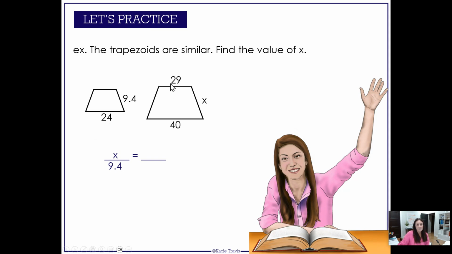When I do that, I do have two options here from which to choose, except when I go to find its corresponding side, I know it's not the short base of the top length here, so I don't want to choose 29. So when I come back to my original figure to choose a side length, I'm going to choose 40, and then its corresponding side is 24, the long bottom base. Cross multiply: X times 24 and 9.4 times 40. Divide both sides by 24, and I find my missing side length to be 15.7.